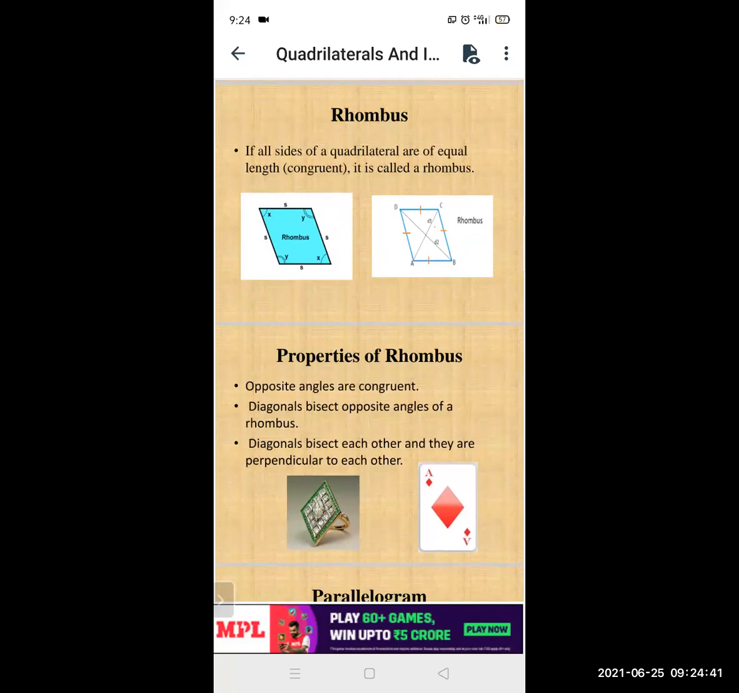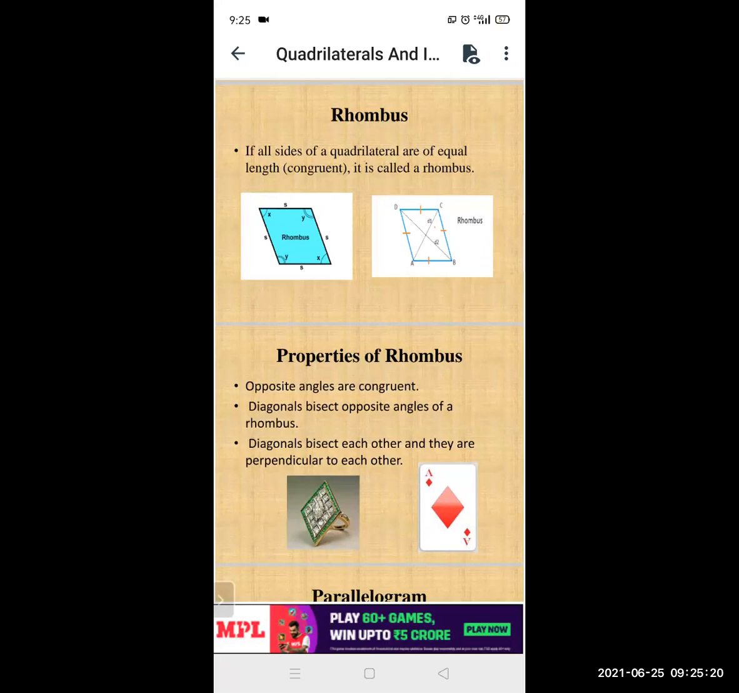It is mostly equal to a square, but it differs by its angles. Only the opposite interior angles are congruent. The sides are the same, the diagonals bisect each other and are perpendicular to each other. All the things are the same for a square and a rhombus. The only difference is about the angles. The interior angles are different.